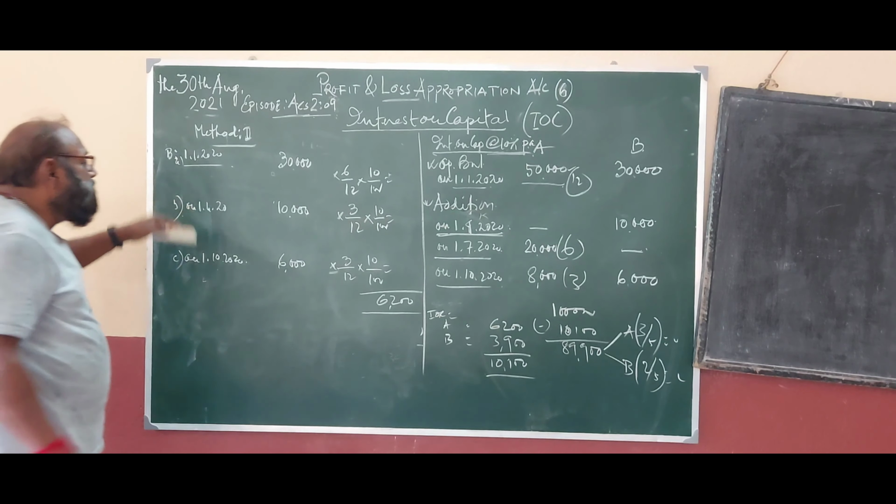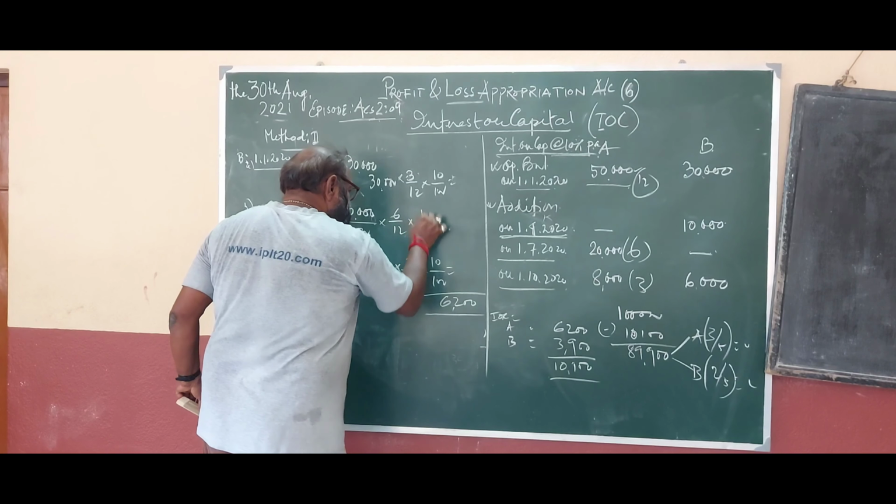So this 30,000 works for 3 months. Clear? 30,000 for 3 months. And then 10,000 has been added. This 40,000 worked for how many months? Look, this investment was made on 1st of April, so it is 6 months: April, May, June, July, August, September. Okay, that is 6 months.